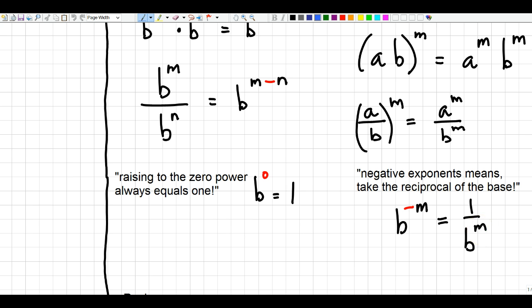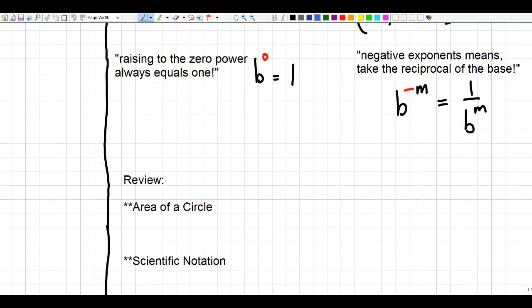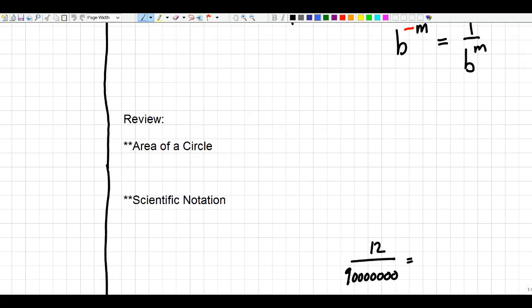So let's put these properties into practice now with some examples. Before we do that, there are a few quick review items in the homework that I want to just touch on, and then we'll get into specifics of powers. Students will need to know the area of a circle formula, so let's just quickly review that that is pi r squared. R represents the radius of a circle. Radius of a circle is the distance from the center of the circle to any edge. Keep in mind that if they give you the diameter, you might need to take that and divide it by 2 in order to get the radius.